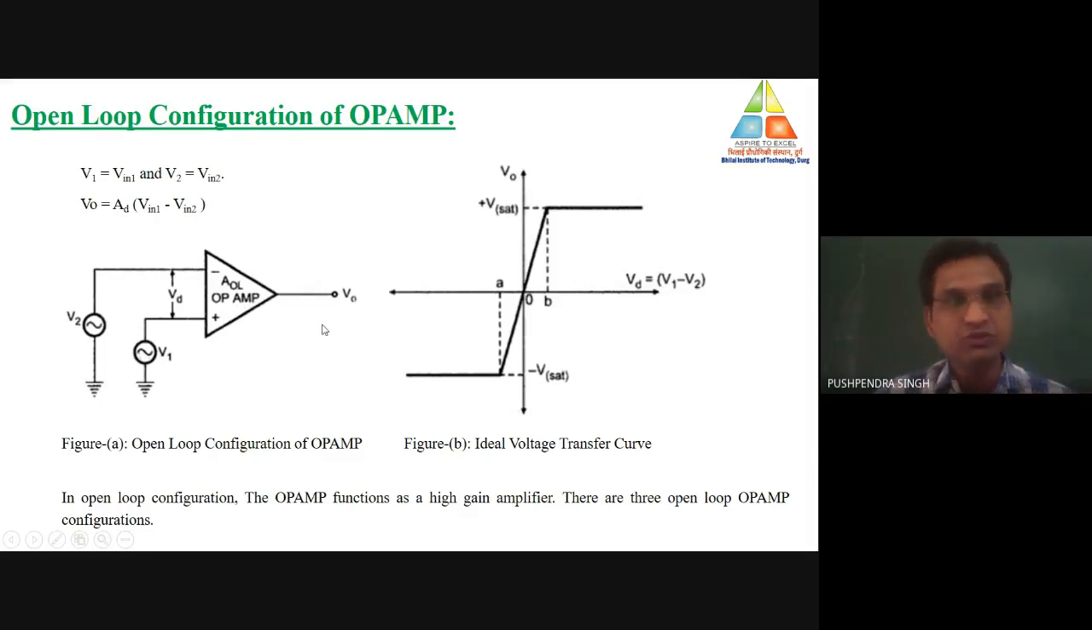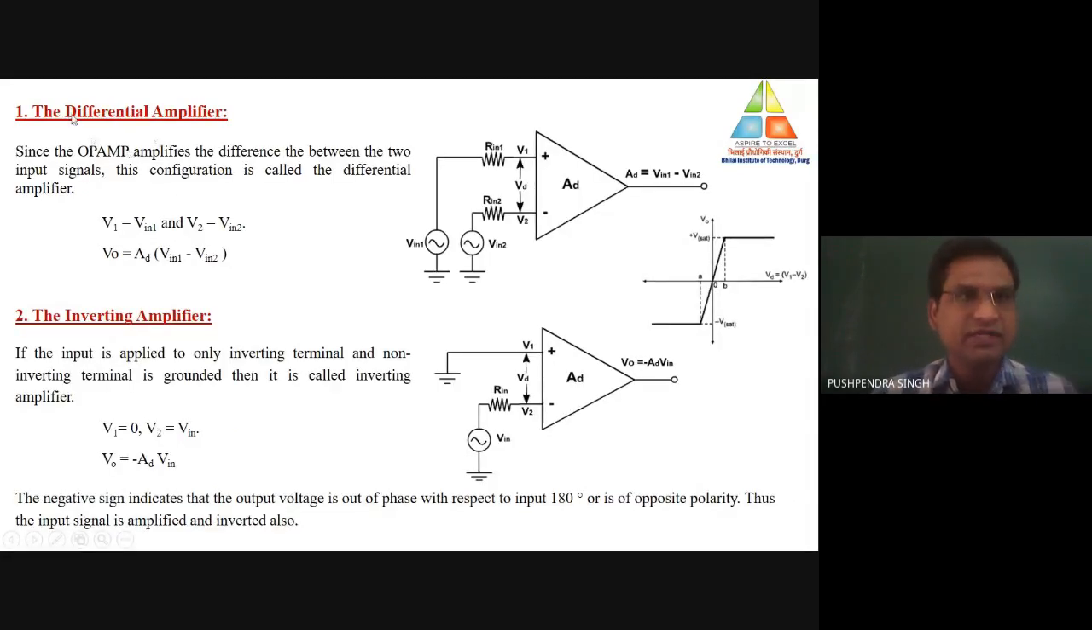So based on these inputs, if both the inputs are present, then the open loop configuration is called a differential amplifier. If only one input is present, that depends on whether the input is connected to the non-inverting terminal of op-amp or the inverting terminal of op-amp. And based on the terminal connection, it can be named the inverting amplifier or the non-inverting amplifier. So let's first see one of the types of open loop configuration of op-amp.